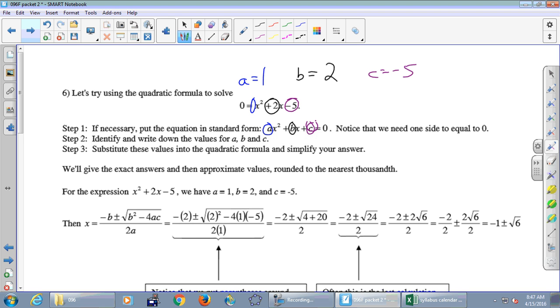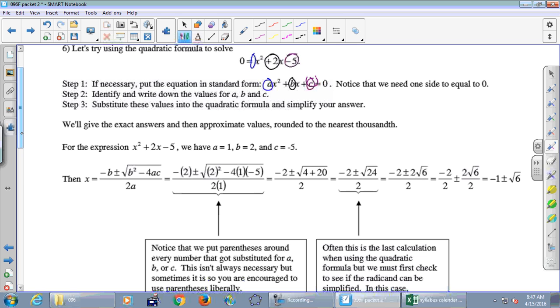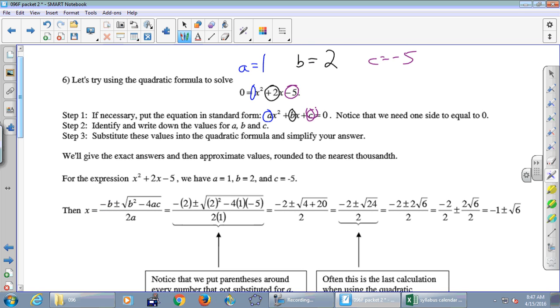And then step 3 is to substitute those values of a, b, and c into the quadratic formula and then simplify. So let's see if we can just follow the steps here. This is already written out, so we're just going to do some pointing. First thing I see is negative b, which is the opposite of b. What's the opposite of b? Negative 2, so that's there.